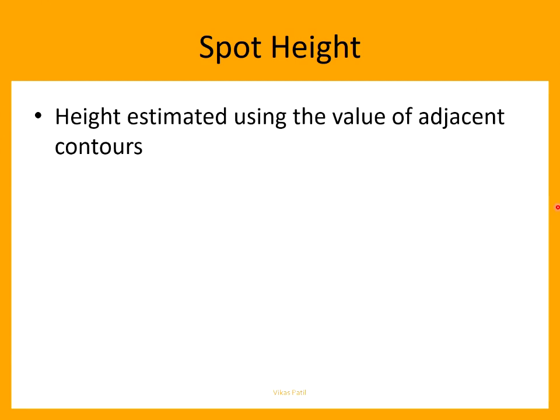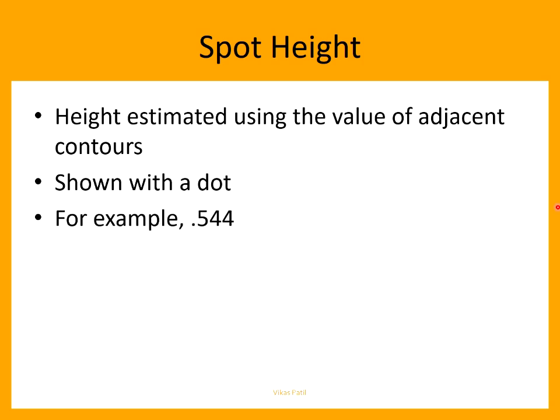Spot height. Now spot height is not a very accurate height. It's close to accurate, but it is an estimated height using the value of adjacent contours. It is shown with a dot. For example, you may have a dot with 544 written, which would represent spot height of 544 meters from the mean sea level. So here you see two adjacent contours 540, 560, and spot height of this place is given as 544.